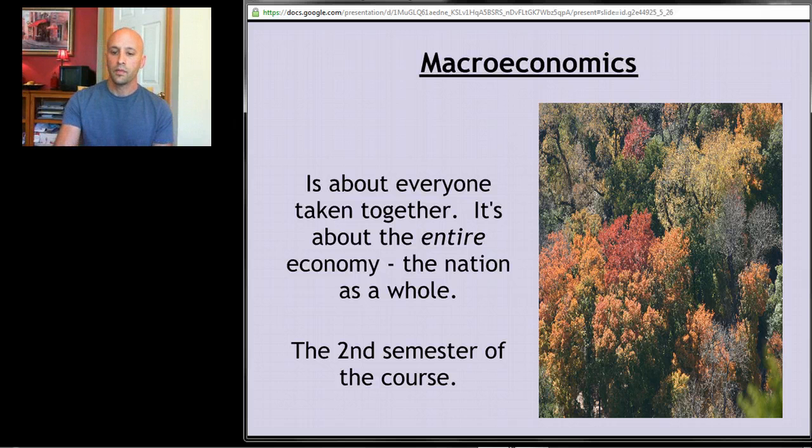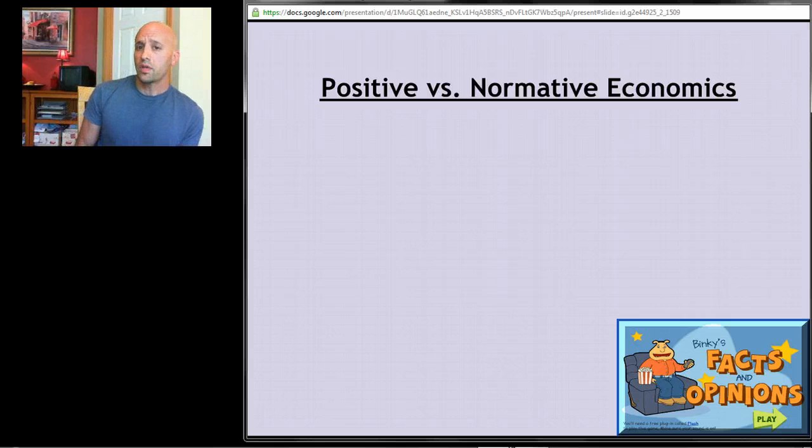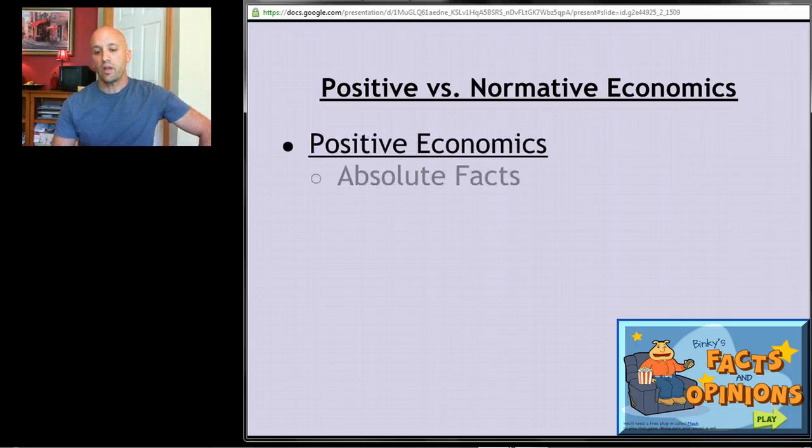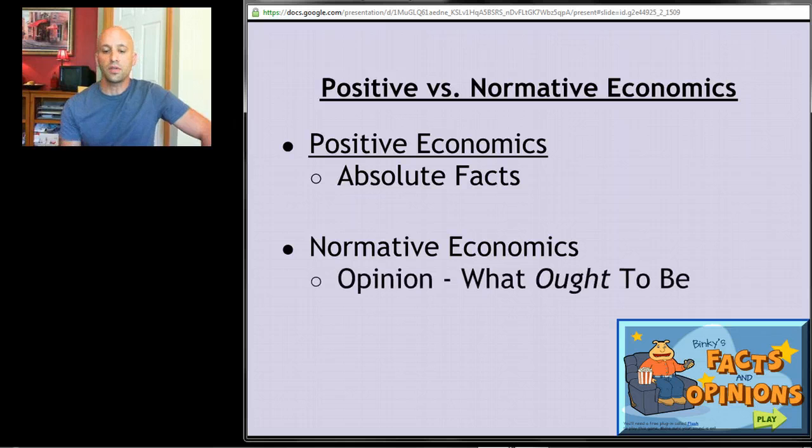All right, one other distinction before we get started, the distinction between what's called positive and normative economics. Now, positive economics are statements of fact. So, for example, if I say to you the unemployment rate is 8%, or if I say to you that our GDP is $15 billion, those are positive economic statements. Can't really argue with those. They're based on fact.